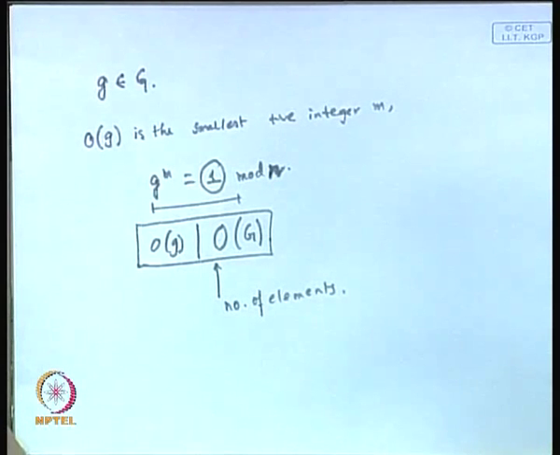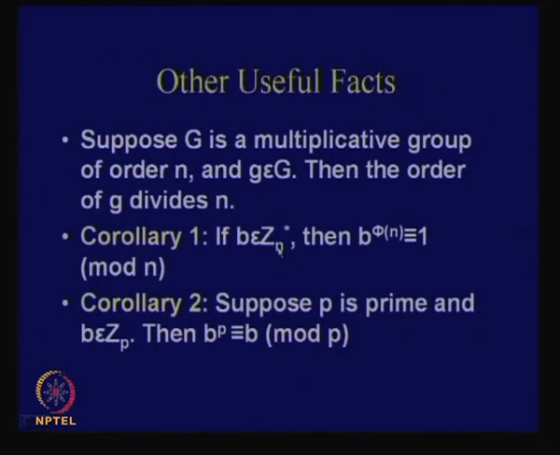So the natural interesting corollaries are as follows. If you take b, which belongs to Zn star, which is a multiplicative group that we know, suppose the order of b is say d. Then b to the power of d should be equal to 1, right? And what is the order of the group Zn star? It is phi n, we have seen what phi n is. So b to the power of phi n has to be equal to 1 mod n, because d will divide phi n, and therefore b to the power of phi n is also equal to 1.